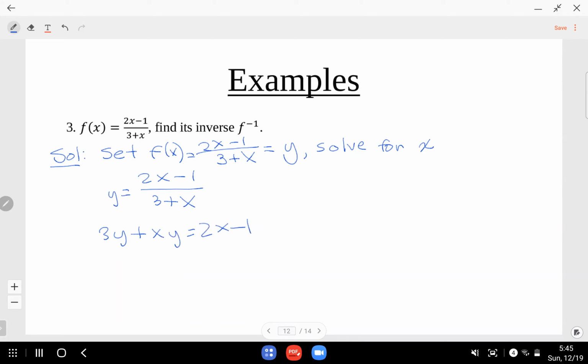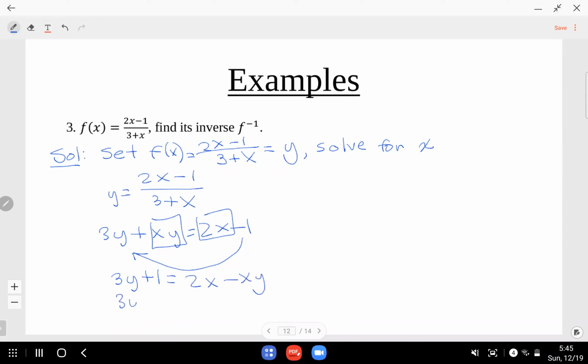Let me remind you how to solve these literal equations. Basically, you see these two terms that multiply to x. We need to get those and factor x out, and then we can isolate x, right? So let's do that and move some terms over here. So 3y plus 1 equals 2x minus xy.